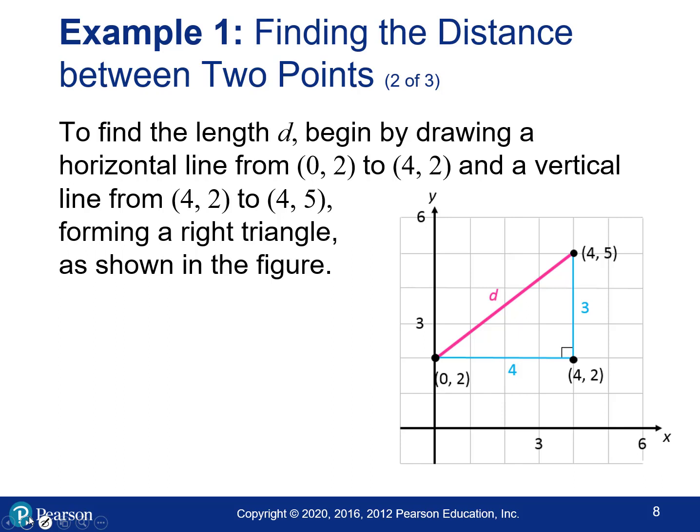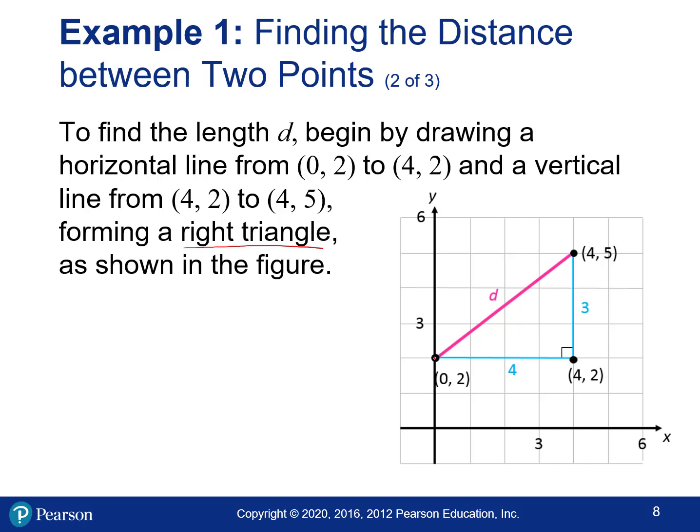Okay, so to find this length that we're looking for, notice what we're going to do. We're going to create a right triangle. And the reason we're going to do this is because a familiar theorem is going to help us out here. You might remember learning this in the past. We're going to use the Pythagorean Theorem. Okay, so notice what we get when we form this right triangle.